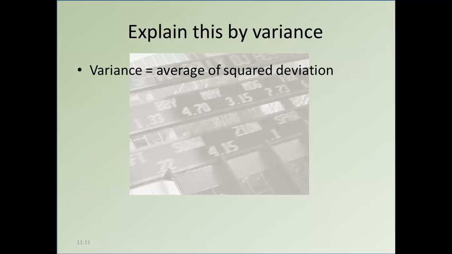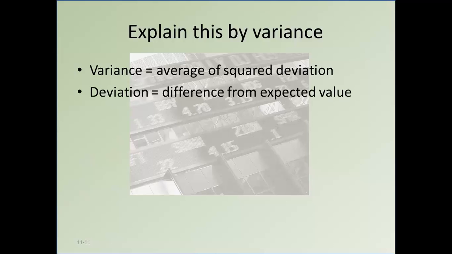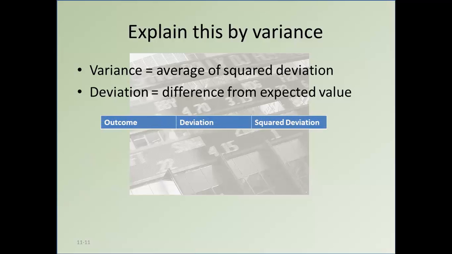Variance is defined as the average of squared deviation. Now you might wonder, what is deviation? Well, we'll define deviation as the difference of actual and the expected value. Expected value was plus 10% for both the games in the previous slide. So let's just look at the outcome, its deviation, and squared deviation now. In the first instance, it was plus 40%. That was the outcome. The expected value was 10%. So the deviation of 40 from 10 is 30%. And if you square it, it's 900. So 30 times 30 is 900.